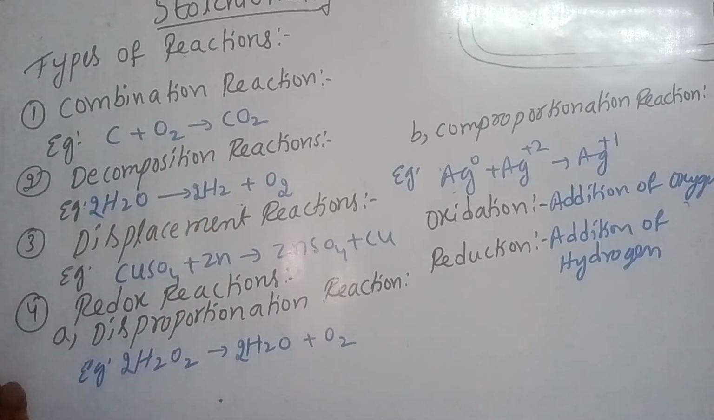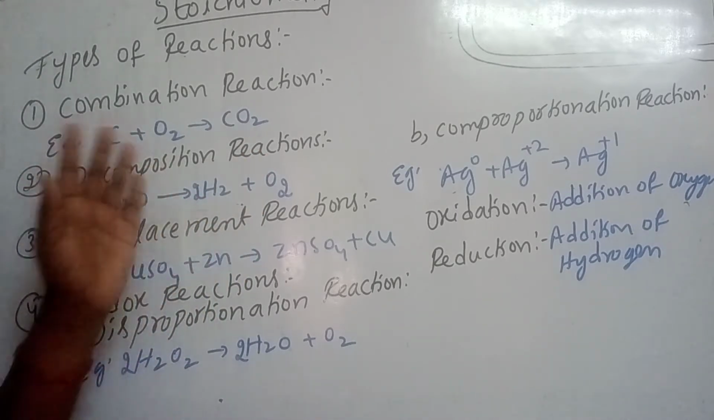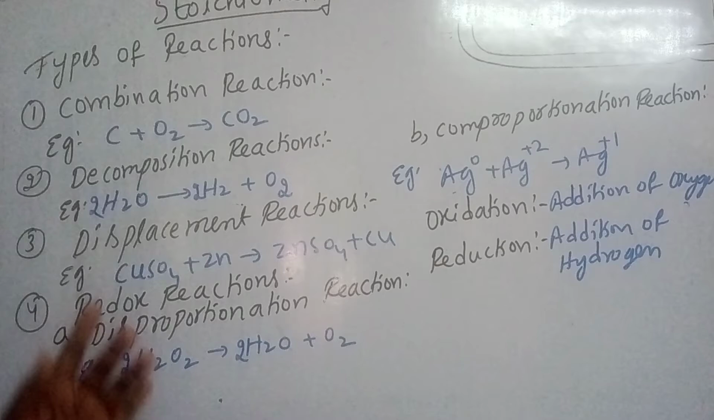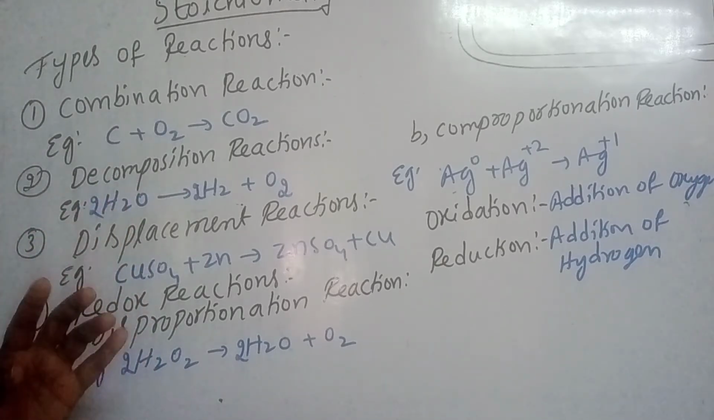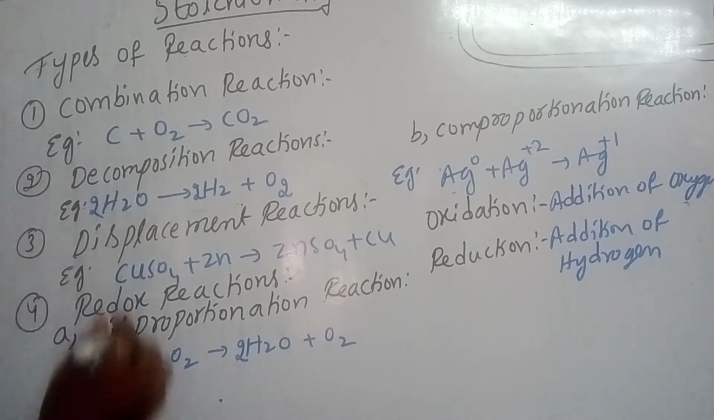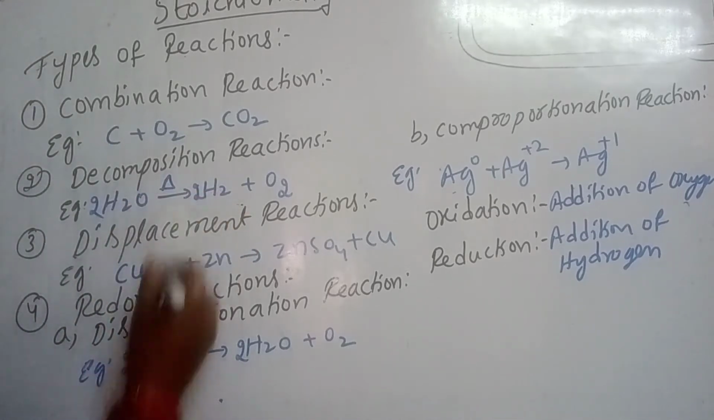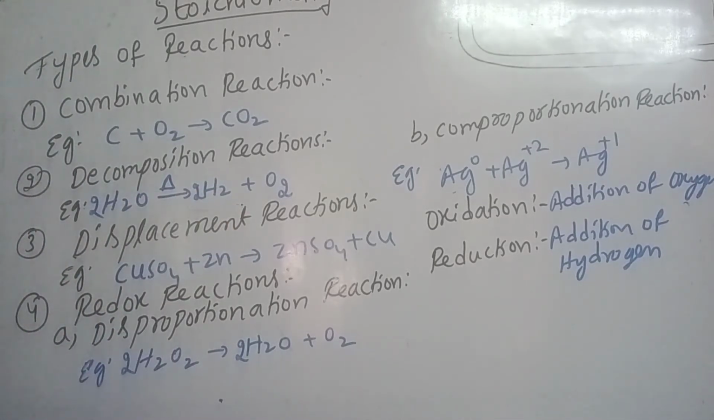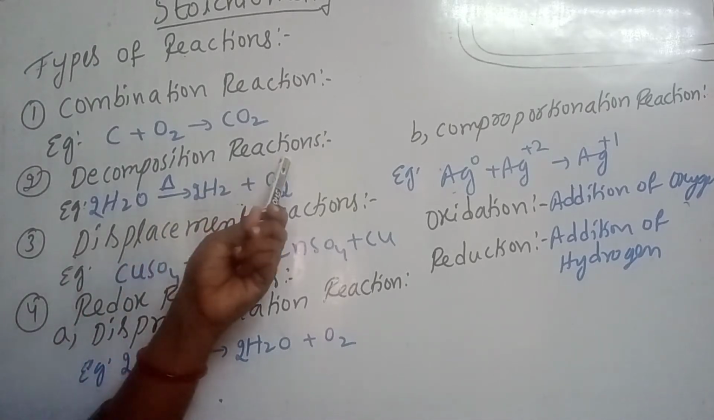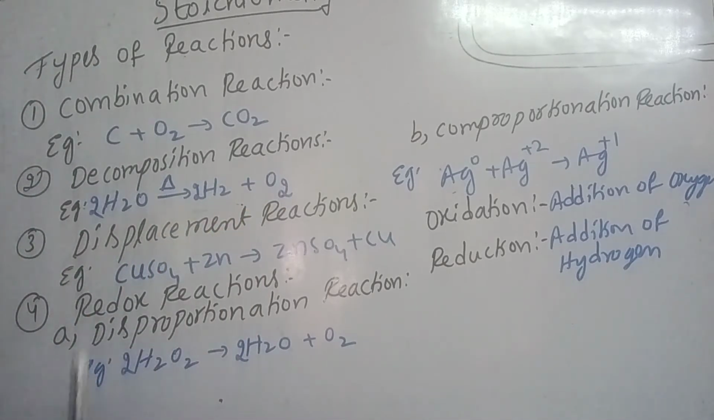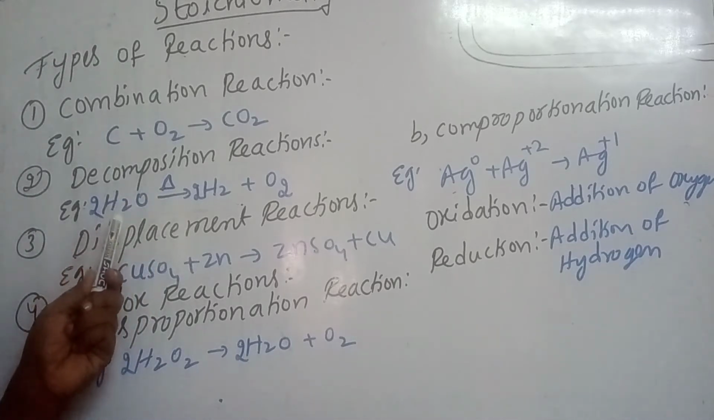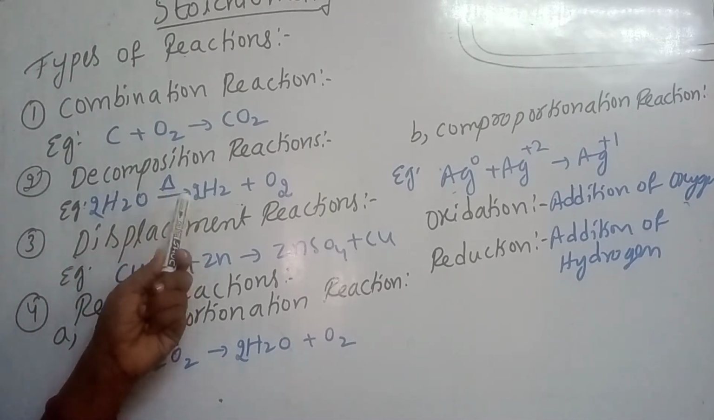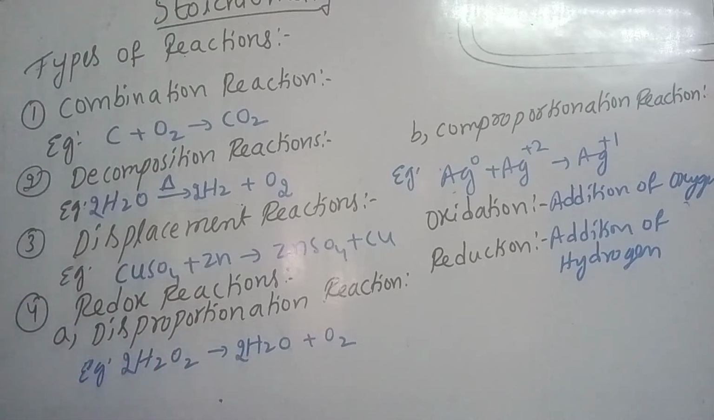And next one is decomposition reactions. Decomposition is the opposite of combination, isn't it? Here one reactant, by heating, decomposes to form products. This is called a decomposition reaction. The example is water: by heating, it undergoes decomposition to form hydrogen and oxygen.